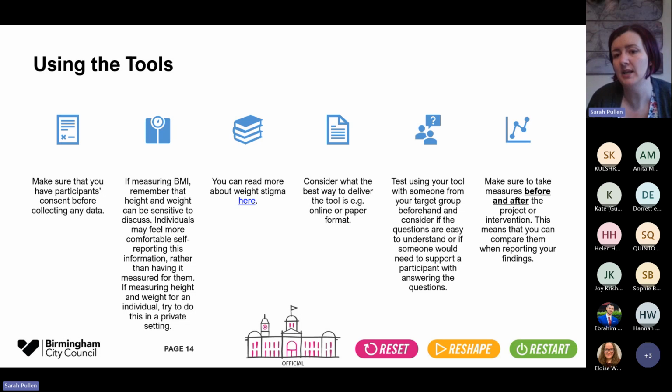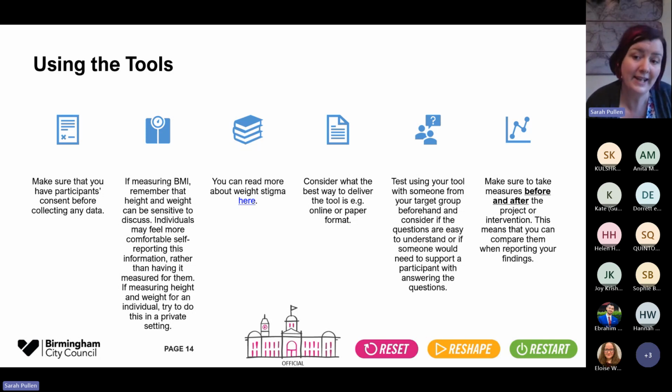It's also key to consider what's the best way to deliver the tool. Is it best as an online tool, where somebody can complete a questionnaire online, or do they require paper formats? It's important to consider whether people have access to phones, to laptops, or to the internet or electricity to charge their phones in order to be able to complete them. You've got to consider literacy levels, whether people understand what the tool is asking them, and whether the tool is easy enough to use.